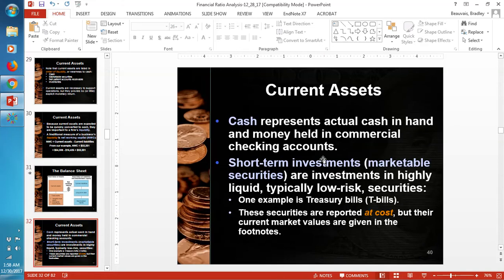Okay, so again, cash is the actual cash on hand. That should be fairly intuitive. Short-term investments, which we often term marketable securities, are highly liquid and low risk. Could be T-bills and any sort of other short-term security. It's also important to note that securities on the balance sheet are reported at cost. But we typically will reflect any current market value down in our footnotes.